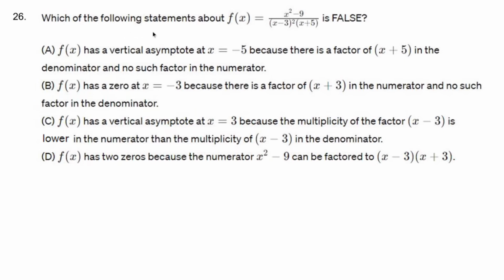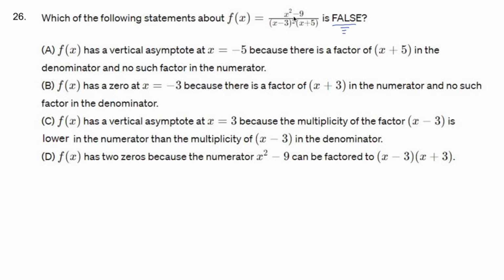Which of the following statements about f of x equals (x squared minus 9) in the numerator, over (x minus 3) in parentheses squared times (x plus 5) in the denominator is false? They want the lie. So it's like three truths and a lie, the game that you played in high school.